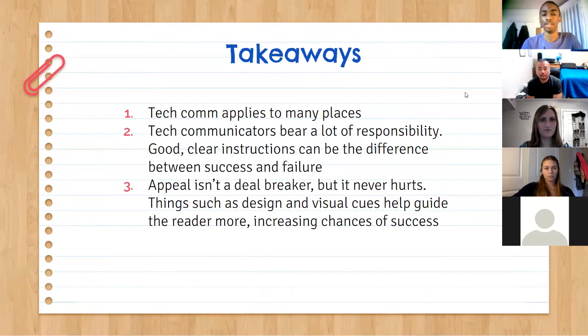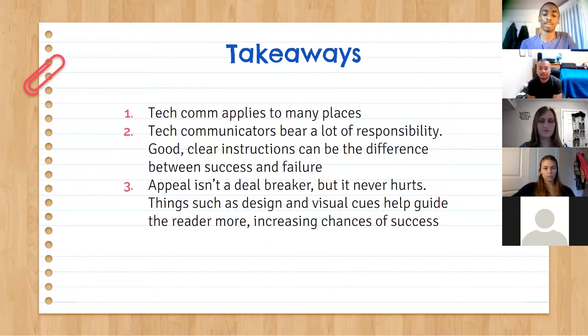So just some takeaways from all that for good technical documentation. Well, TechCom applies to many places, so you should always keep that in mind if you're interested in different TechCom careers or why TechCom is important. There are careers in many places. It's important everywhere because TechCom is, in the end, a form of teaching people. And in a lot of industries, that's essential to bridge the gap between people.